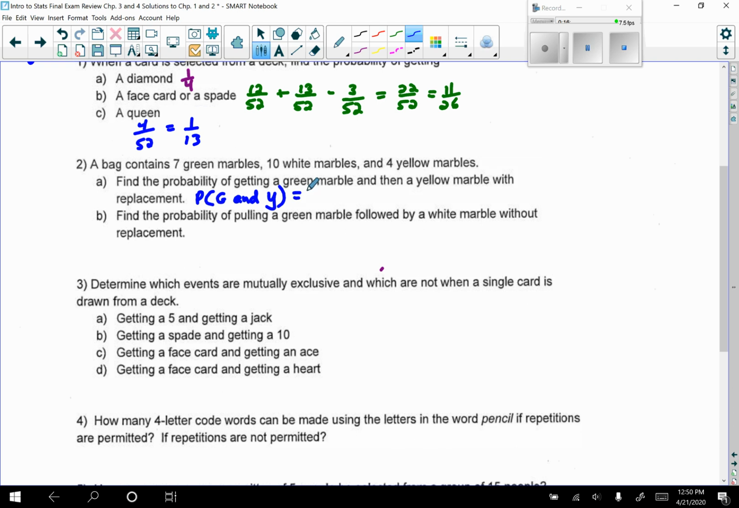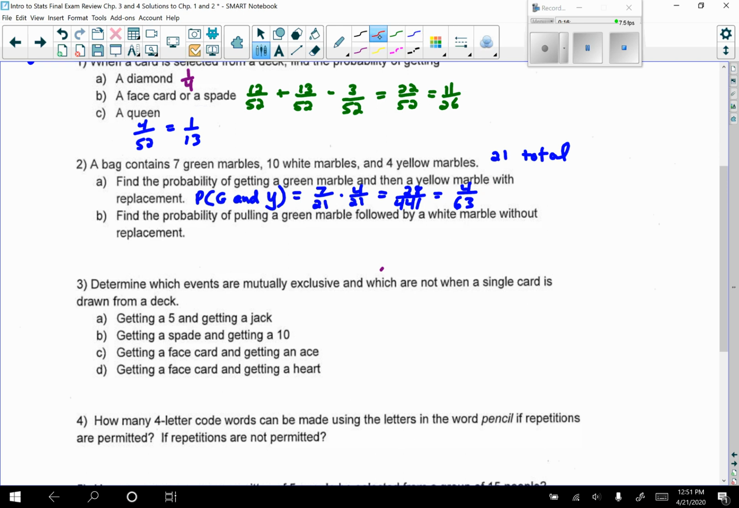So how many green do we have? We have 7 green out of 21 marbles altogether. So I'm going to take the 7 out of 21 times the yellow, which is 4 out of 21. And they're independent of each other because we're putting the marbles back. If not, assuming the first one was already green, we would be down to 20, but we're replacing it, so we're still back to the 21. So here we end up getting 28 out of 441, and this actually does simplify to 4 out of 63.